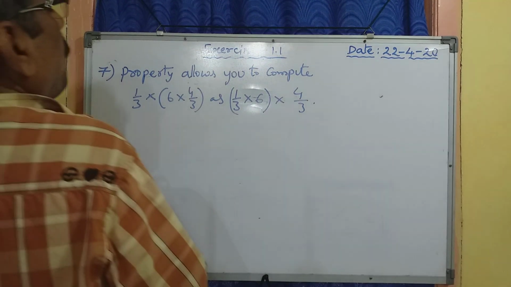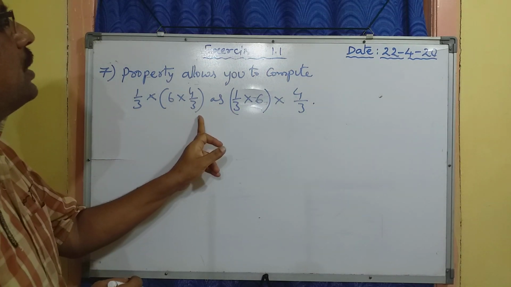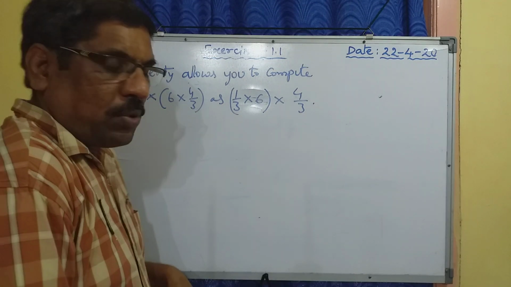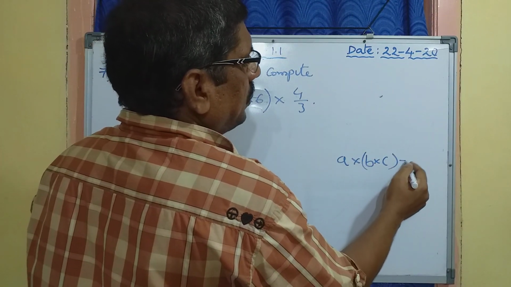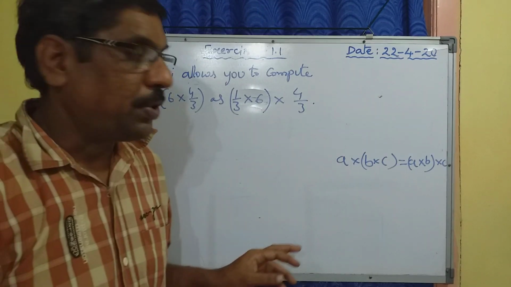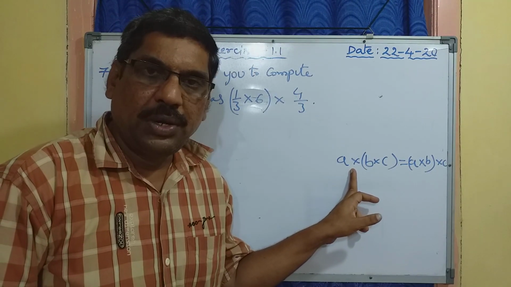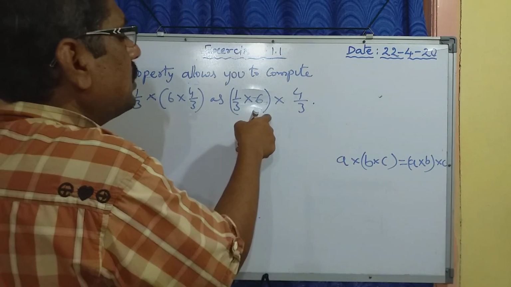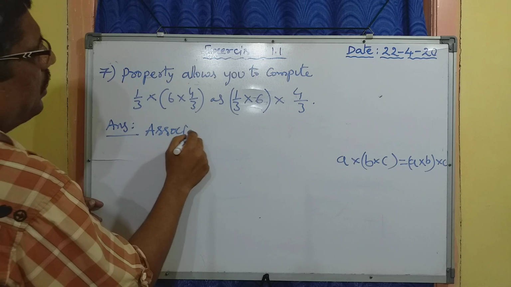So here what is the property that allows you to compute 1 by 3 into 6 into 4 by 3 as 1 by 3 into 6 into 4 by 3? So let us recall the property which we have learned already. A into B into C is equal to A into B into C. What is this property? Associative property. Associative property under multiplication. Why? Because here we have used the basic operation, multiplication. So this property can be used to compute this as this one. Therefore the answer is associative property.